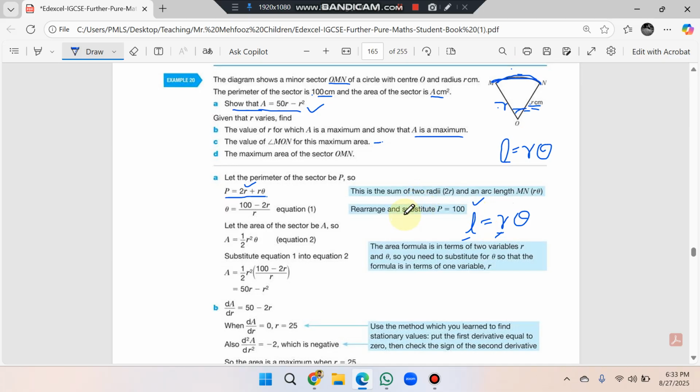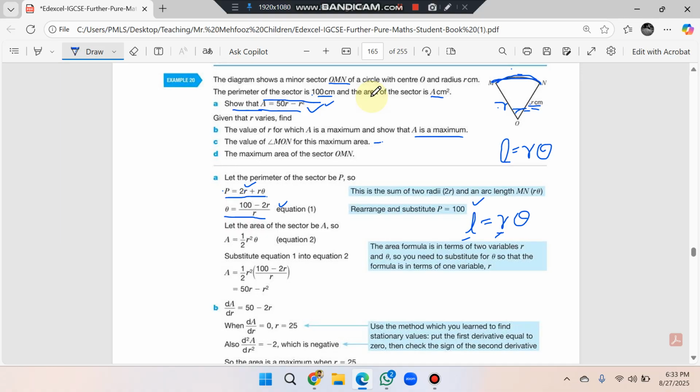Yes. Okay. After that, you can see that the perimeter of the sector is given as 100 centimeters. So we just put 100 in place of P. After that, we have to find the value of theta. How? This 2r goes on the other side and is subtracted from 100, and r theta stays as it is, and r goes on the other side and divides that term. It becomes theta equals 100 minus 2r over r, right? This is the value of theta.